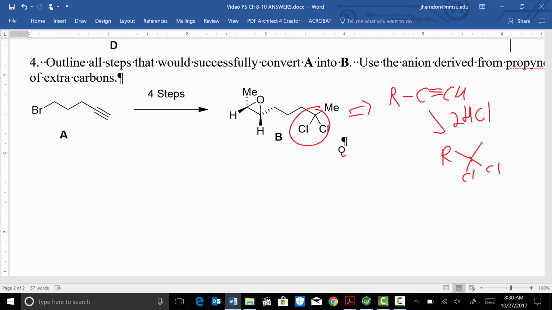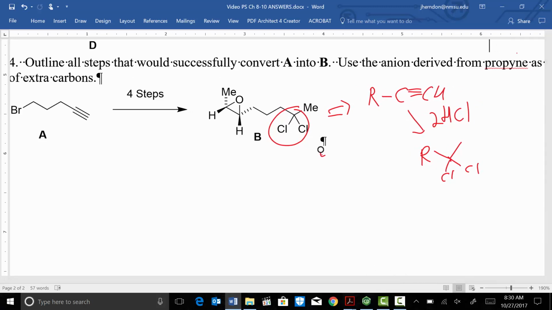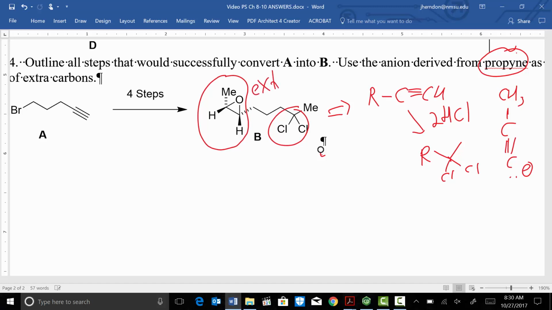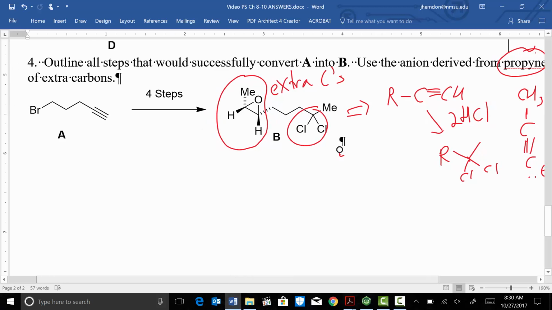You can see that we have an epoxide. We also have this direction to use propyne, the anion derived from propyne, which is this species, as our source of extra carbons. But we see that we have an epoxide. Epoxide comes from an alkene, so let's think of this as where our extra carbons are. Okay, so let's look at how we might want to go about making this compound.